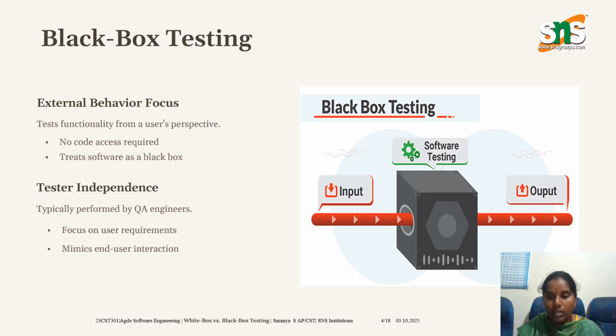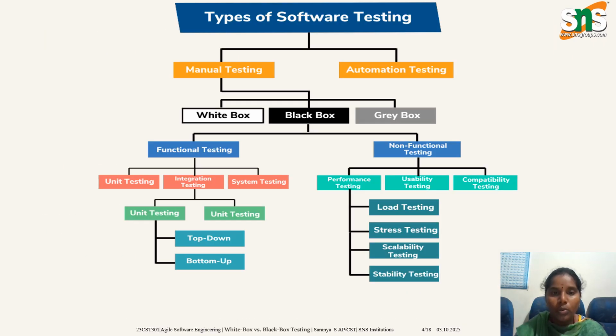Then, the types of black box testing. It consists of two types. The first one is functional testing and the second one is non-functional testing. Functional testing is one in which the system is tested against the functional requirements and specifications, and it ensures that the requirements or specifications are properly satisfied by the application. Functional testing includes unit testing, integration testing, and system testing.